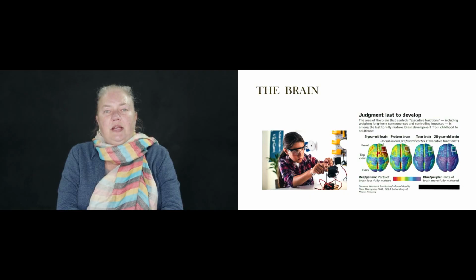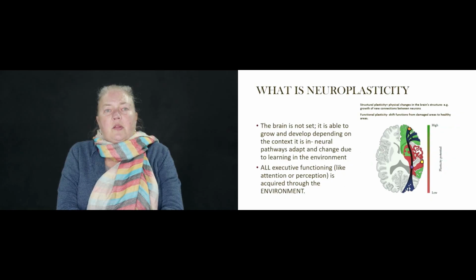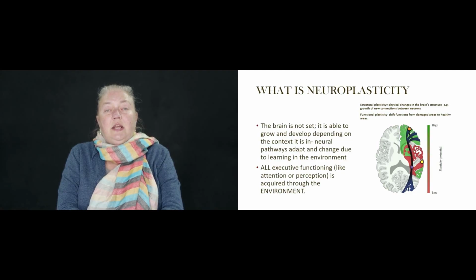So if you look at the young brain, you can see a lot of development needs to happen. And as you go through the ages and stages, you find that even at 20 years of age, still there is difficulty with judgment and impulse control. This will come right at about 25 when the brain is perfectly developed. The brain's not set. It's able to grow and develop depending on its contexts. Its neural pathways can change. We call this neuroplasticity. If you can think of the brain like plasticine, it can change depending on the environment and learning.